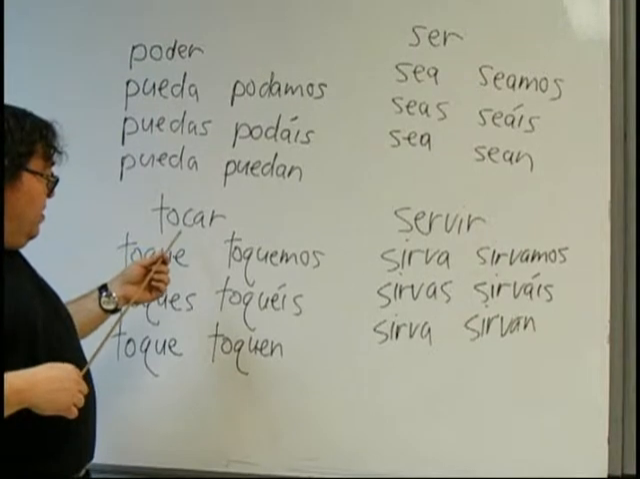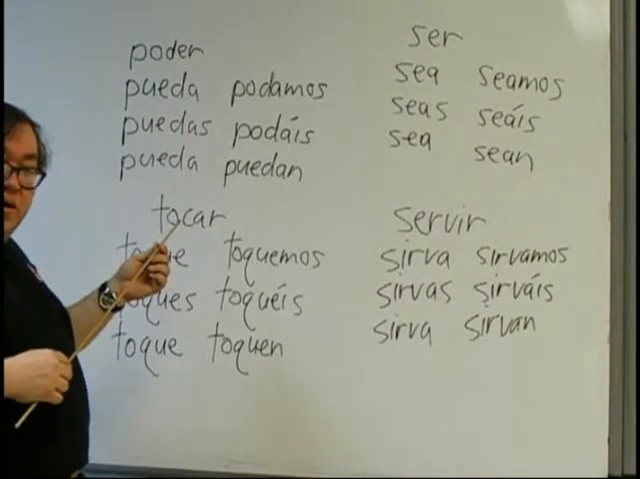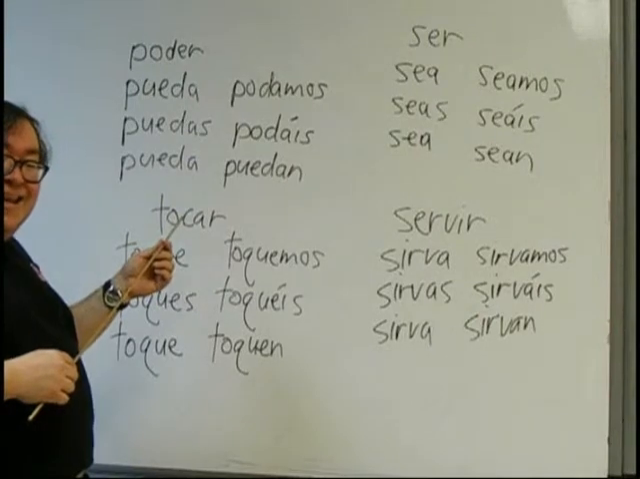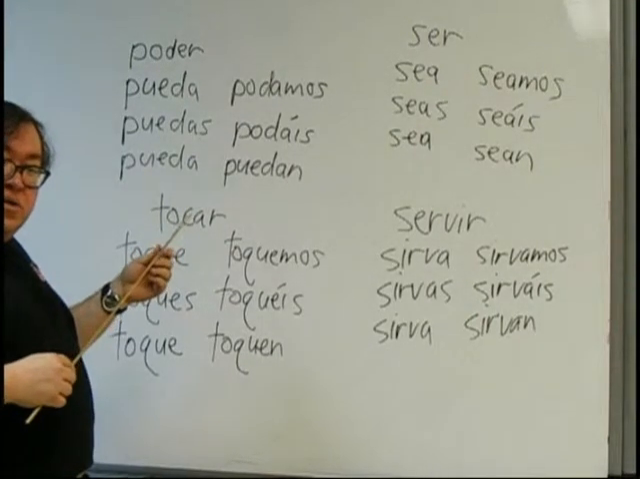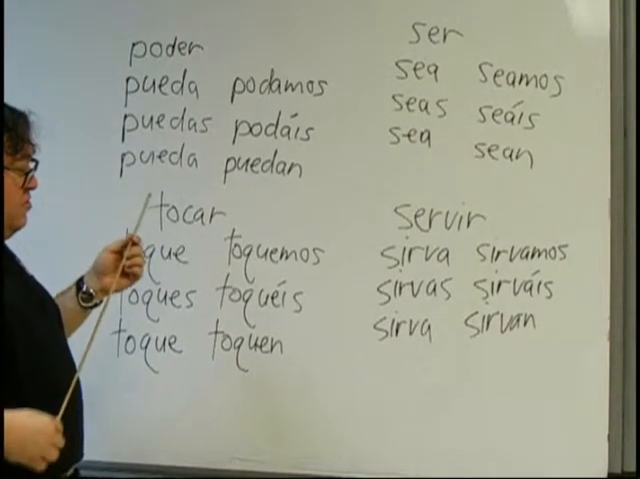Or a verb like cazar, to hunt, is ZAR on the end, and the yo form is going to be cace. I changed the Z to a C, and then I put my E. And so tocar represents that group of verbs.